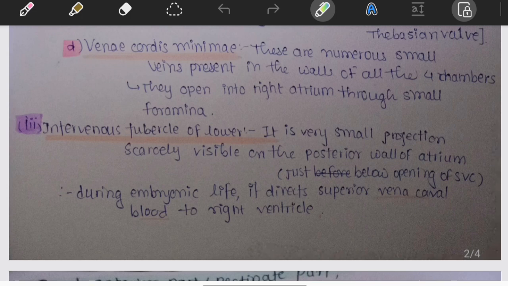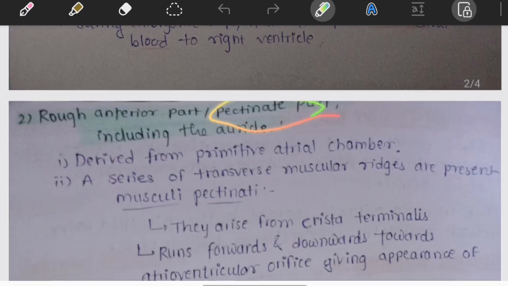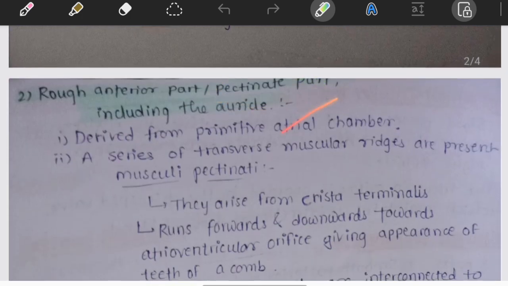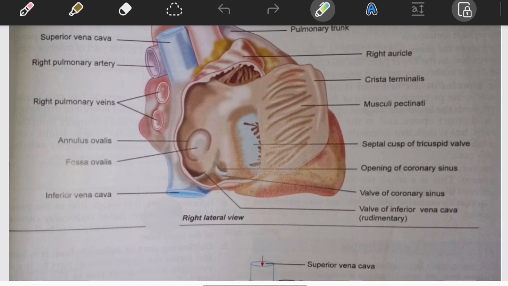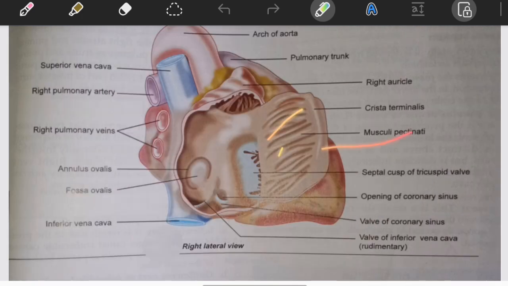Let's see the rough anterior part called the pectinate part. This rough anterior part, including the right auricle, is called the pectinate part. It develops from the primitive atrium. Unlike the smooth posterior part, now notice these parallel muscular ridges. These are called musculi pectinati. These are the parallel muscles. Rough anterior part, musculi pectinati.